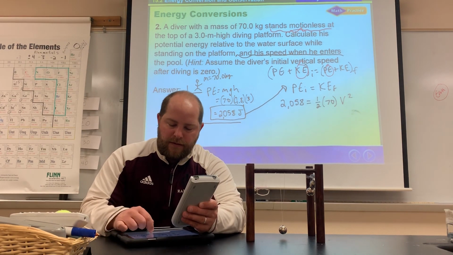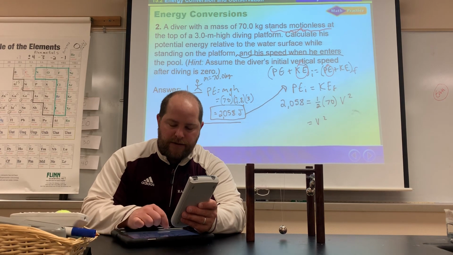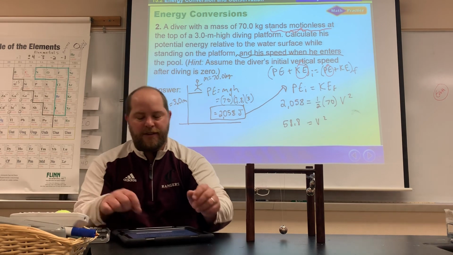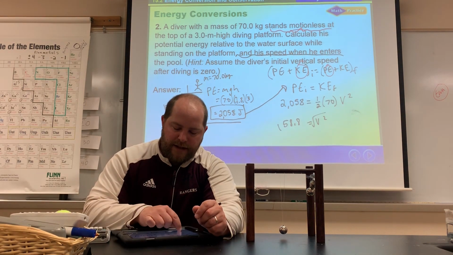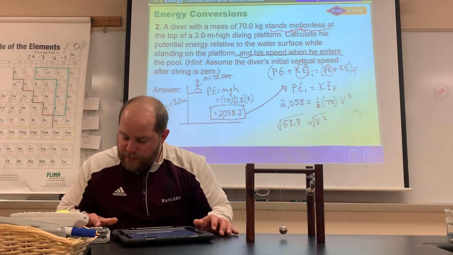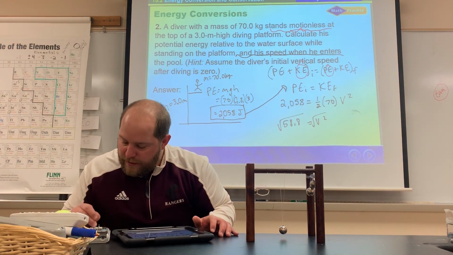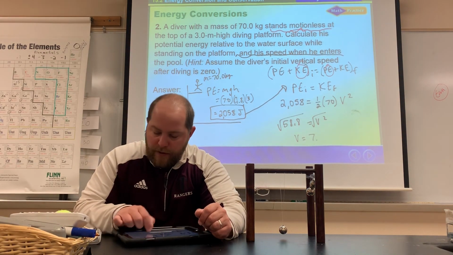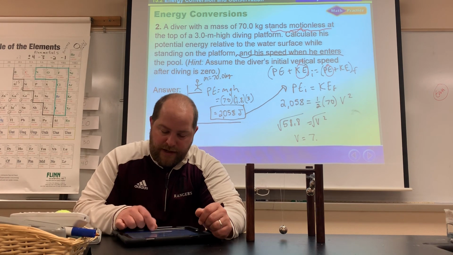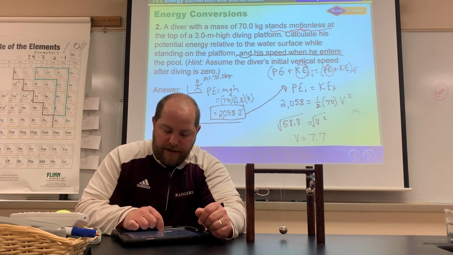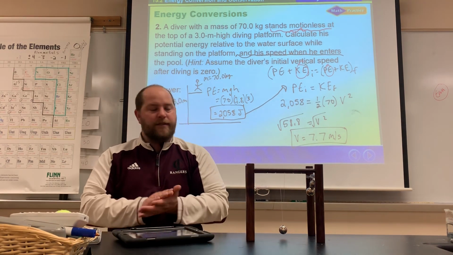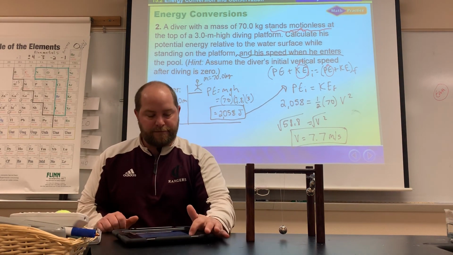So v squared equals 58.8. Is that how fast he's going? Hopefully the answer you guys are saying is no, because we still have to take the square root of it. So then v equals 7 points, and let's just round our number to the nearest tenth, 7.7 meters per second. So there's the answer right there, 7.7 meters per second.